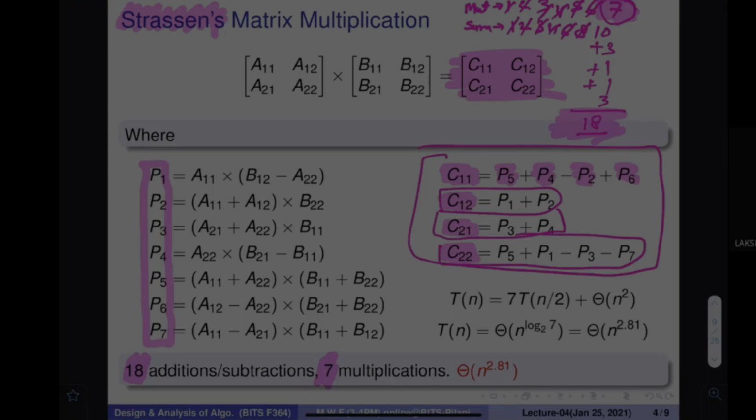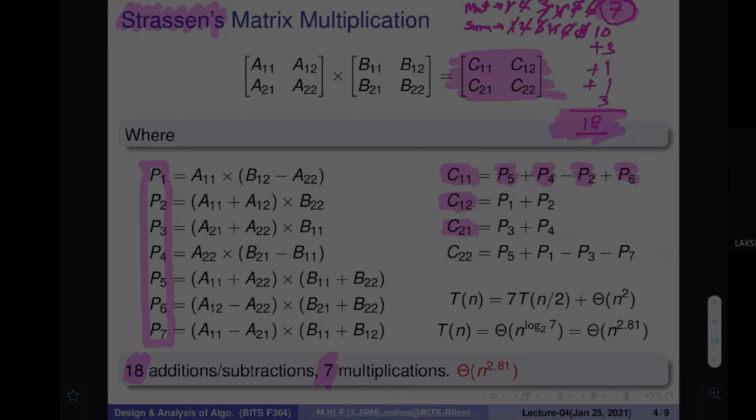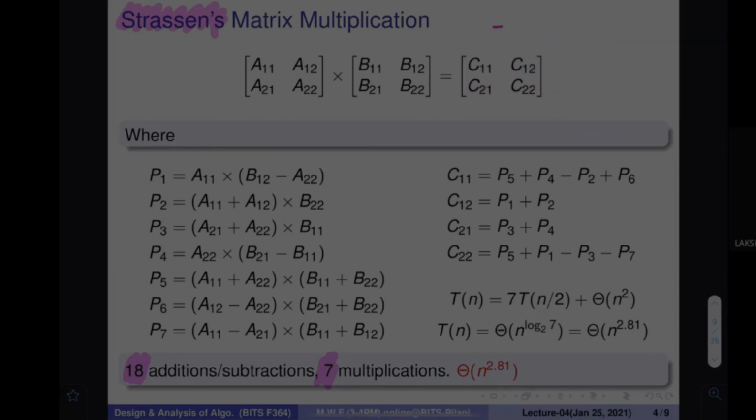Algorithmically, if you want to represent this, what is the recurrence relation that you are going to obtain? Okay, let me clear it. So algorithmically you can write this as this, because every time you do the multiplication, you have the size of n by 2. How many such multiplications are there? 7 multiplications. So 7 multiplied by T(n/2).